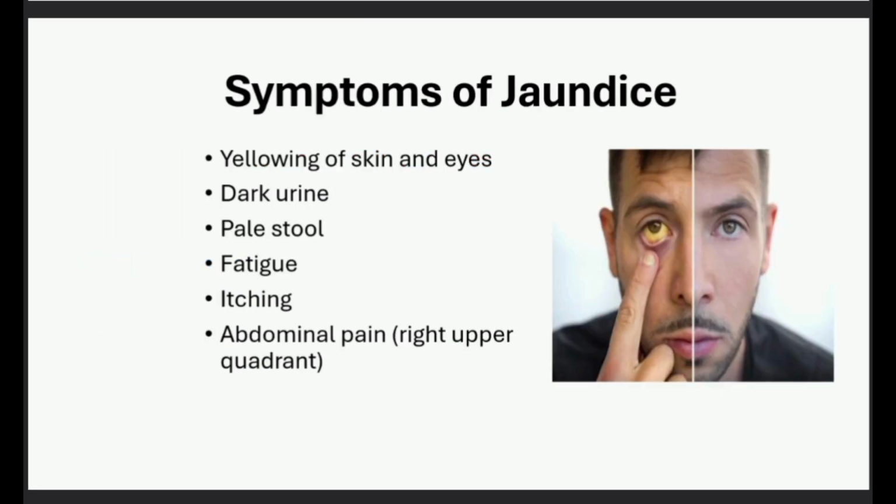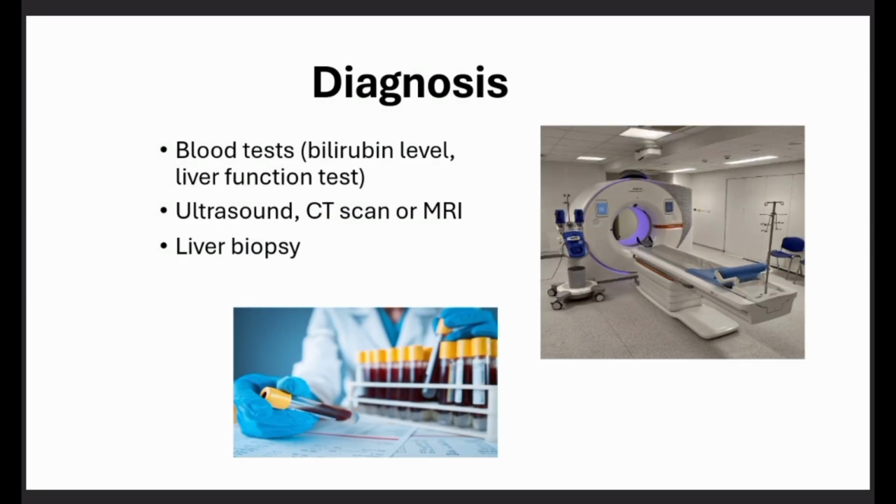Symptoms of jaundice are yellowing of eyes and skin, dark urine, pale stools, fatigue, itching, abdominal pain, mainly in right upper quadrant. Diagnosis of jaundice: blood tests, such as bilirubin test, liver function test, ultrasound, CT scan, MRI, liver biopsy.